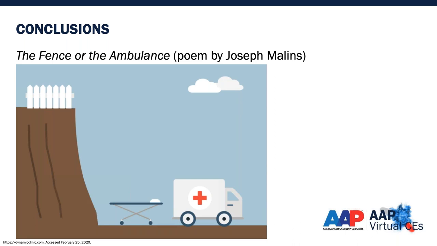Okay? While the obvious answer is simply to build a fence, the poem provides a simple analogy of the importance of prevention. So it is with naloxone. Naloxone saves lives, but naloxone is really just the ambulance in the valley. It does not prevent anybody from falling. The conversation about naloxone can help prevent people from falling. Okay? There is no one-size-fits-all fix for the opioid epidemic, but this is certainly a role that we can take.